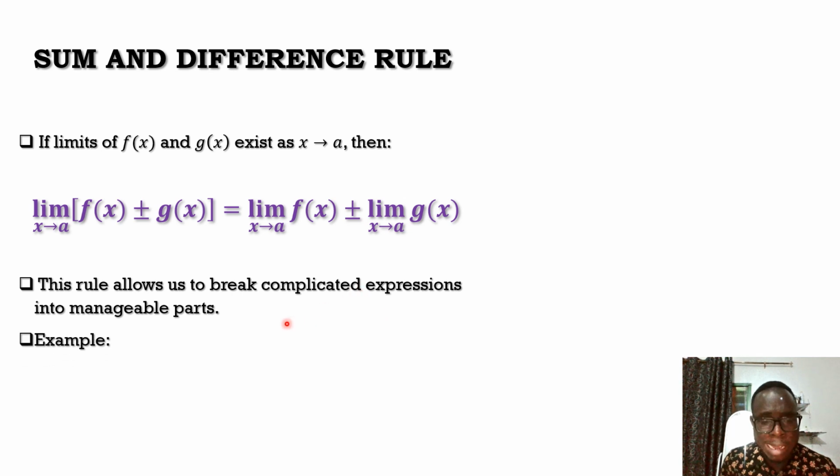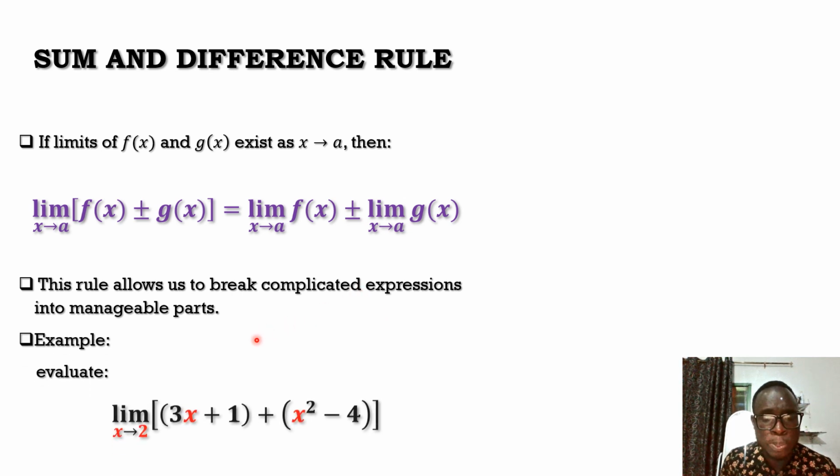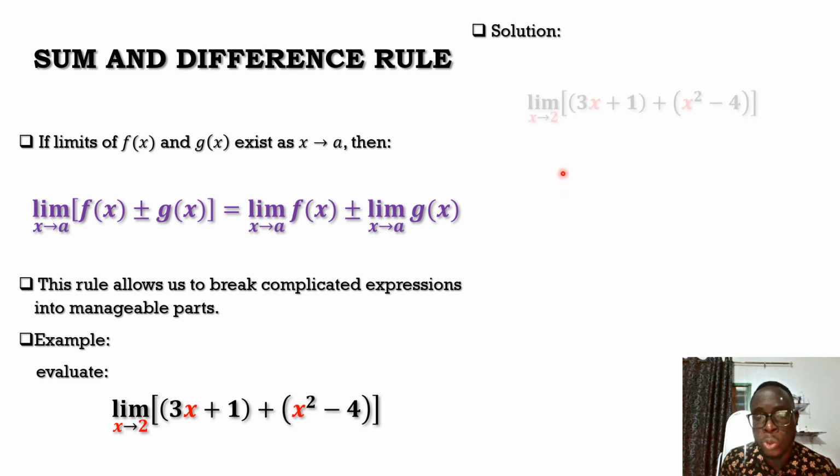So now let's see an example. Here we are supposed to evaluate the limit as x approaches 2, that means x getting closer to 2, of these two particular functions, which is 3x plus 1 plus x squared minus 4. So what are we going to do?